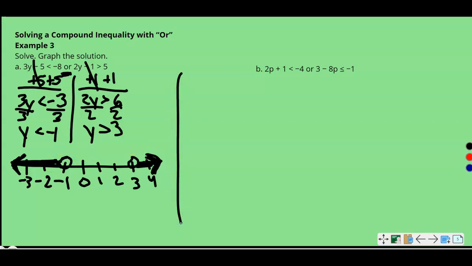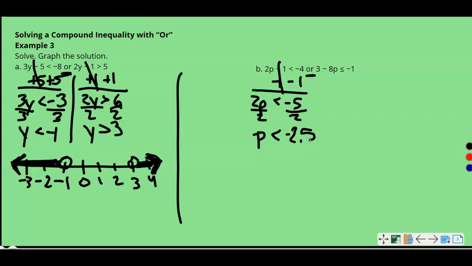All right, B part. This one is or as well. So I'm going to subtract 1 from both sides. I've got 2p. Bring down my less than, negative 4 minus 1 is negative 5. Divide by 2. P is less than, I divided by a positive 2, so my inequality stays the same. Negative 2.5. 2 goes into 5 twice, 1 left over, so negative 2.5 is the same as negative 5 over 2.